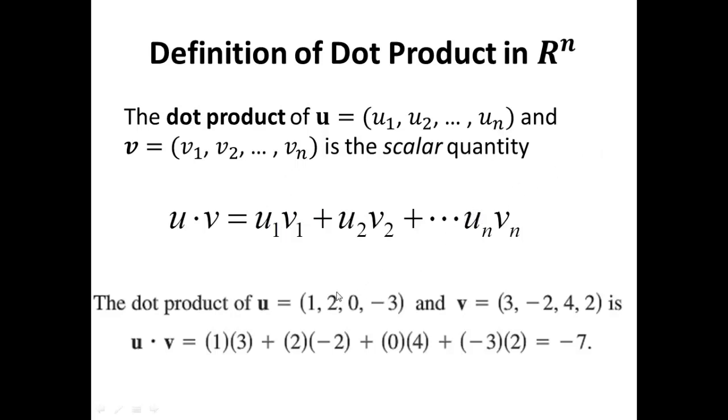For example, in R4 we have the vector u and the vector v, and the dot product of u and v would be 1 times 3 plus 2 times negative 2 plus 0 times 4 plus negative 3 times 2, and that equals negative 7.